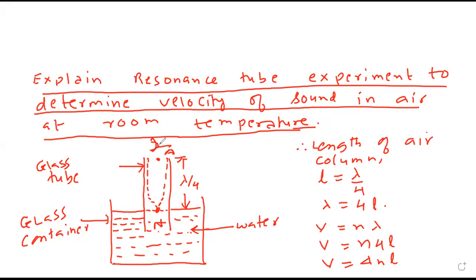At resonance, the frequency is that of the tuning fork, N, and this matching length L we can measure with the help of a scale. This length L we can measure. 4 is constant, so multiply and we get V. We can get the required answer.